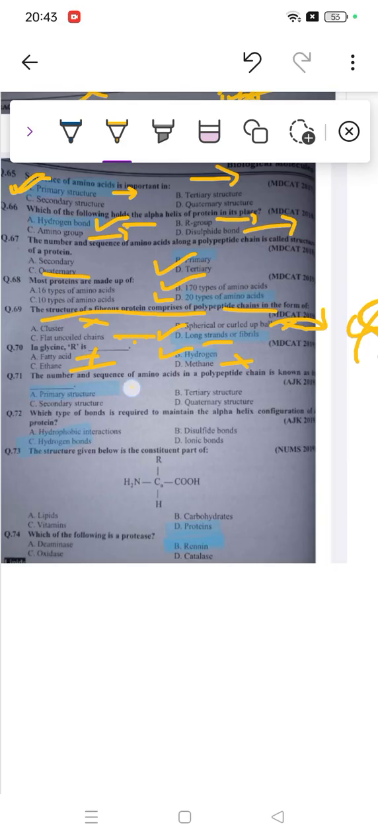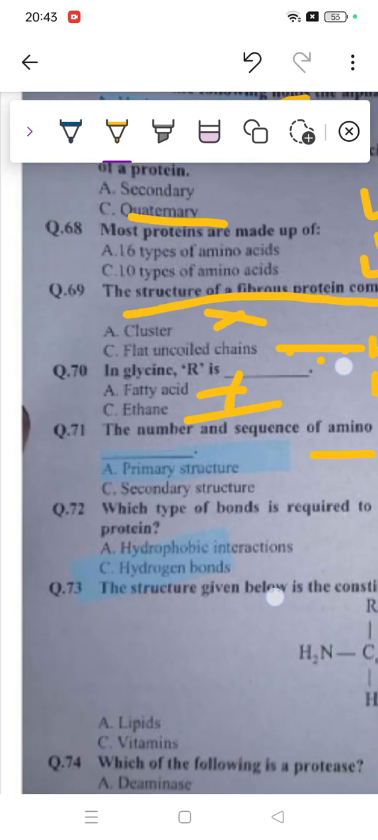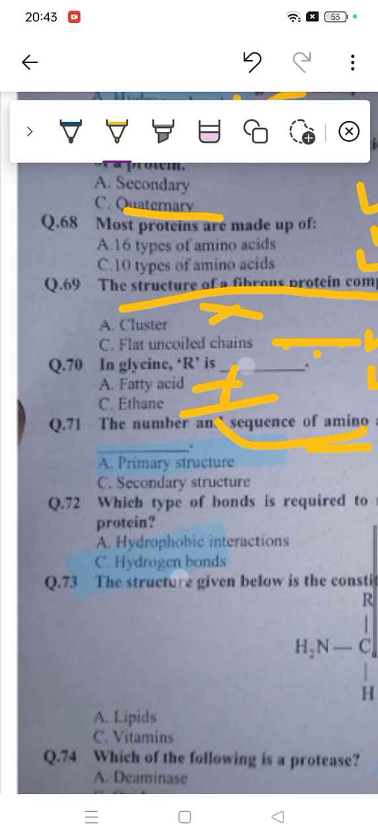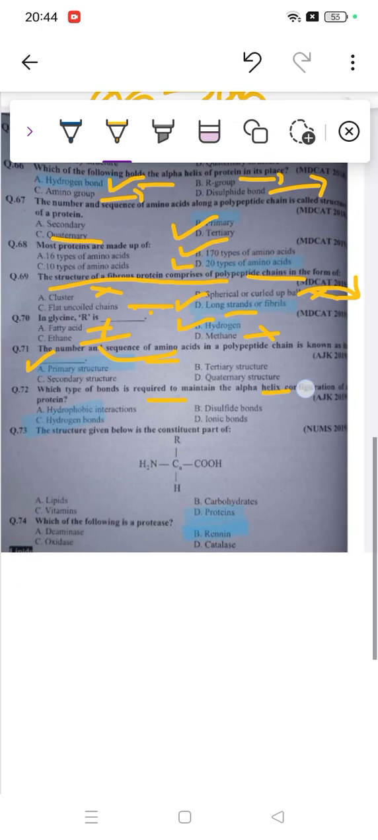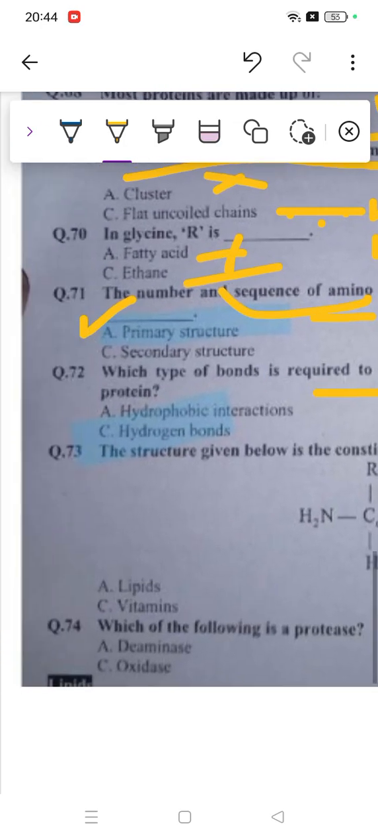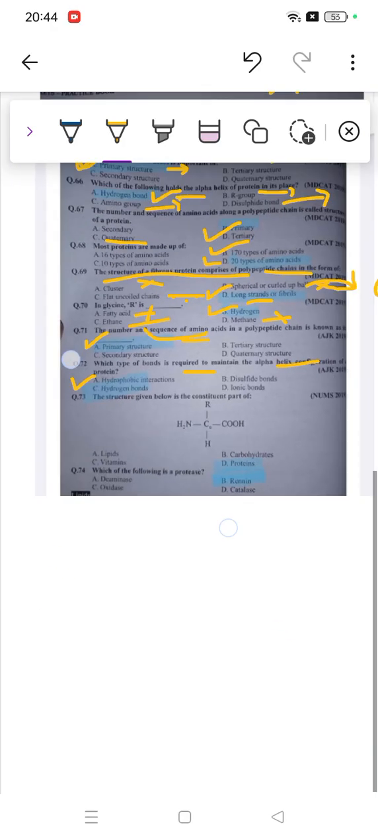Number and sequence of amino acid. Wherever you see sequence of amino acid, this means primary structure is very important. Then which type of bond is required to maintain alpha helix? So we know hydrogen bond is required. These are quite similar questions, quite interconnected.